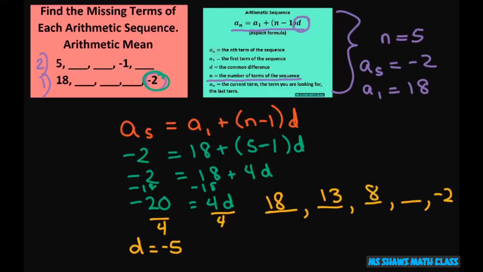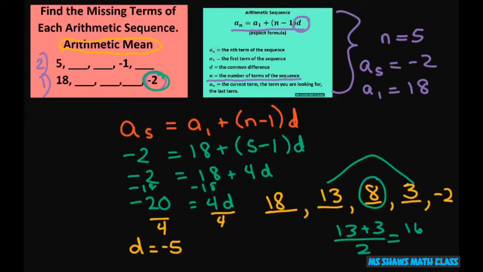8, and 3. Now the reason it's called arithmetic mean is because the number in between these two numbers is the mean. So that means if I add 13 plus 3 and divide by 2, that gives you 16 divided by 2 gives you the 8. So that's why it's also known as arithmetic mean.